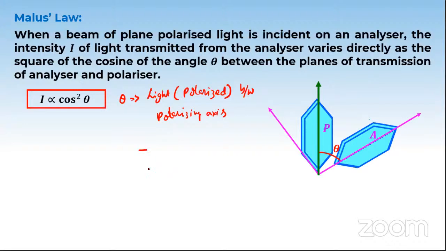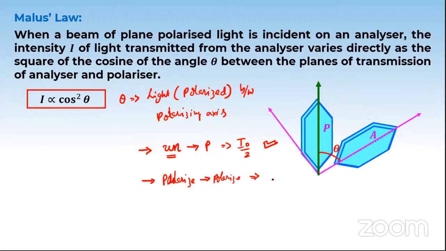There are two things you need to remember. When you use an unpolarized light and you make it polarized, the intensity will become I naught by 2. There is no need to derive a formula for this; you have to remember it by memory. There's one more concept. Instead of using an unpolarized light, what if I use a polarized light and try to polarize it again? In that case, the intensity is given as I is proportional to cos square theta. You have to use Malus's law if the input is polarized light. It is I naught cos square theta.